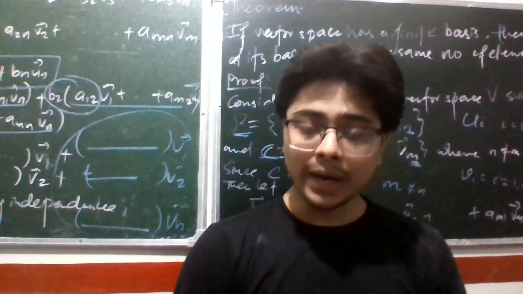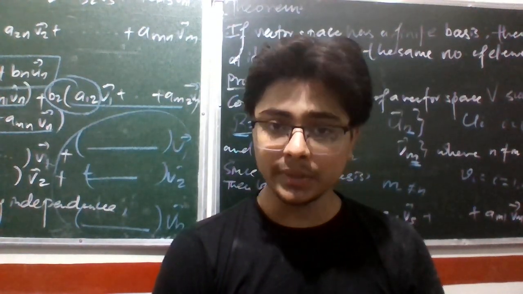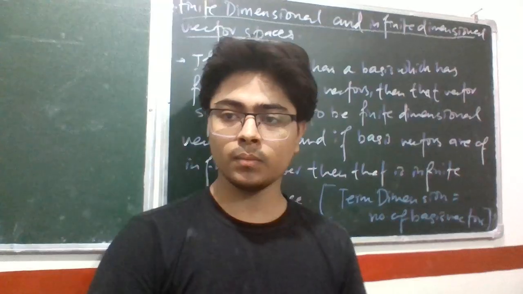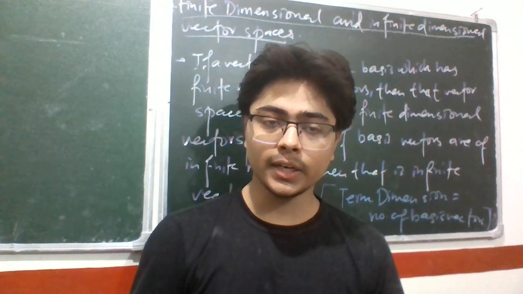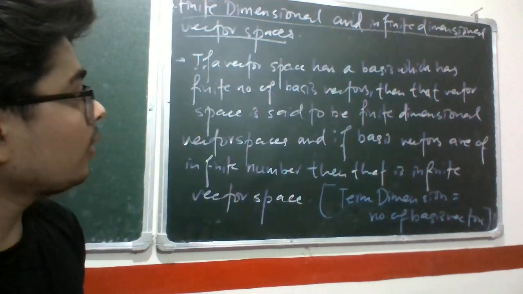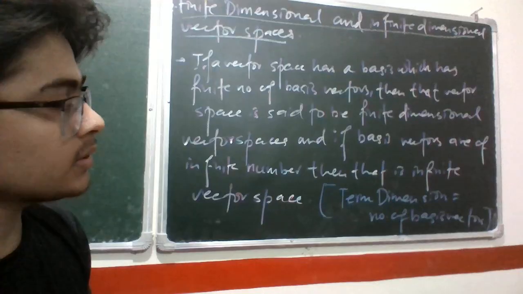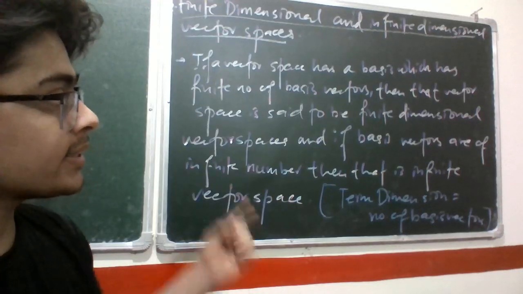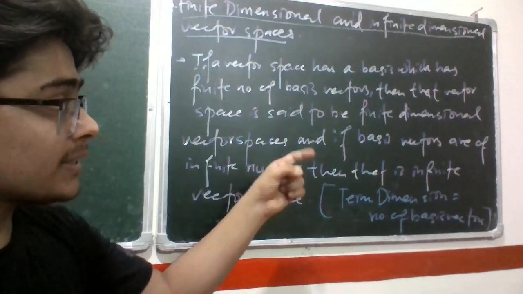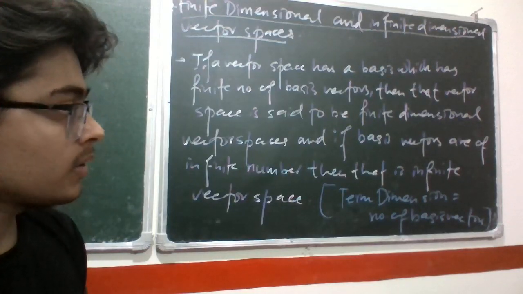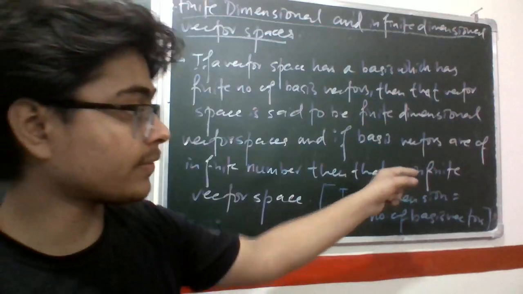Now let's talk about another topic, which is finite dimensional and infinite dimensional vector spaces. Let's see the definition of finite dimensional and infinite dimensional vector spaces. If a vector space has a basis which has a finite number of basis vectors, then that vector space is said to be a finite dimensional vector space. And if the basis vectors are of infinite number, then that is said to be the infinite dimensional vector space.